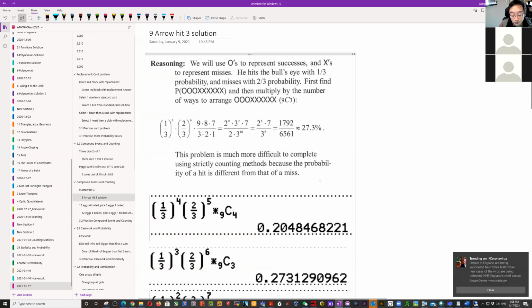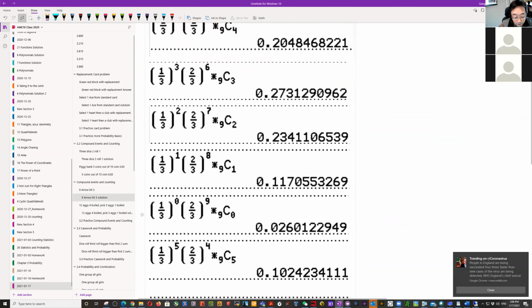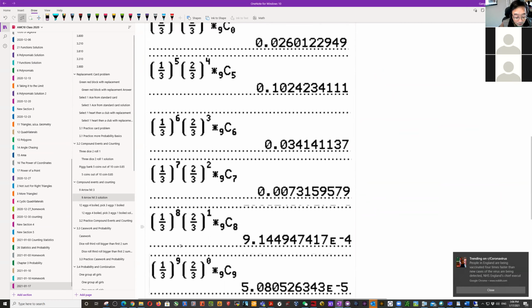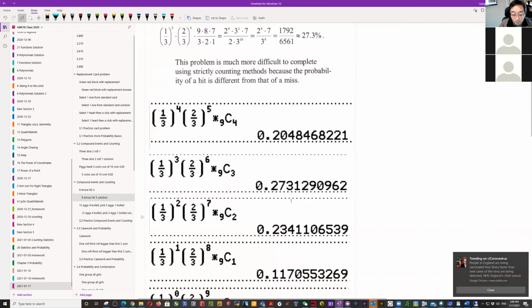You actually have the chance to hit any number of arrows. You can hit 4 arrows, 3 arrows, 2 arrows, 1 arrow, or 0 arrows. You can also hit 5, 6, 7, and then 8 and 9. Even though your chance to hit 1 arrow is 1/3, if you are in good luck, you actually have the chance to hit all 9 arrows. So it's worth putting some time to really calculate the probability of hitting different numbers of arrows.